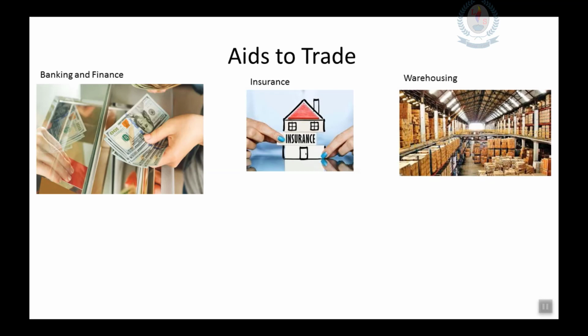Then warehousing. Warehousing provides storage of goods after processing or manufacturing and after purchase. It enables goods to be stored until they are required.